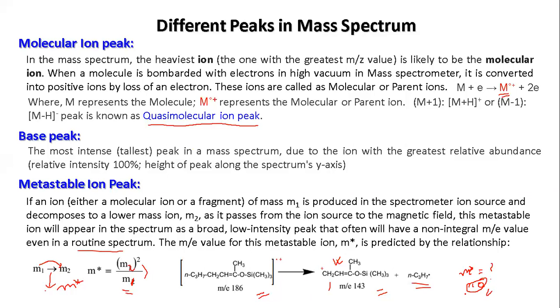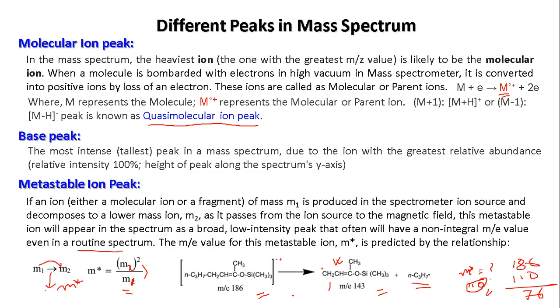Did you get my point? Now if you take 186 and 110 and subtract, how much is coming? 76, right? So 76 corresponds to which neutral species? It will be difficult to find out in some cases. So what I will suggest is, when you see one value in the mass spectrum, you also have to judge whether it is a metastable ion.